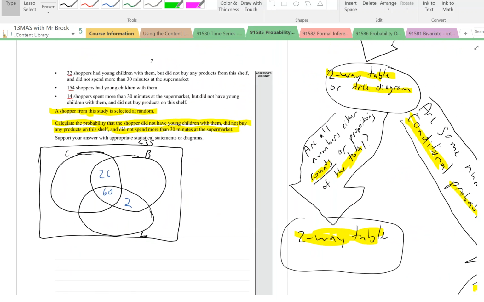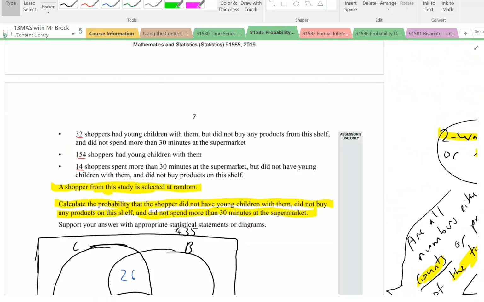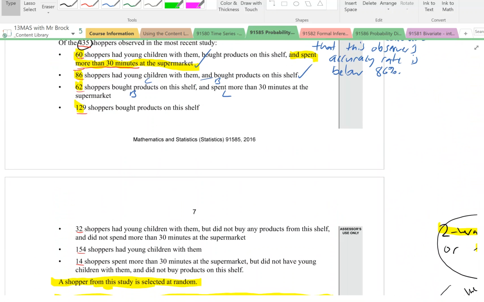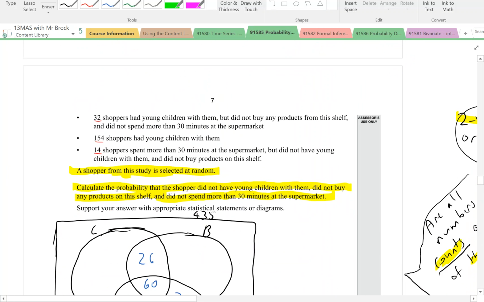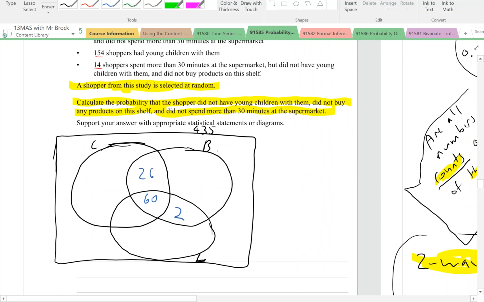Okay, what's next? So we've now dealt with the first three things. So I'm going to tick that off as well. Okay, now the fourth thing. 129 shoppers bought products in this shelf. So that means the B circle for bought has 129 total. So I'm going to write that at the top here. I'm going to write 129, kind of like a title. Now, I've already accounted for 26 plus 60 plus 2. So that equals what? What's 26 plus 60 plus 2?